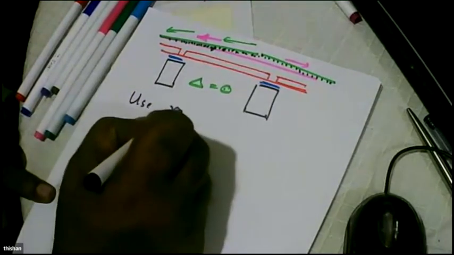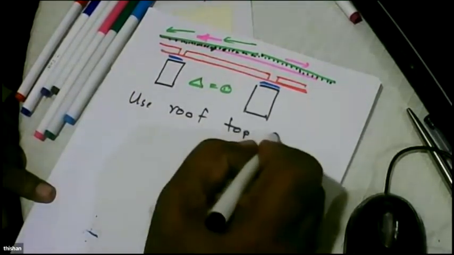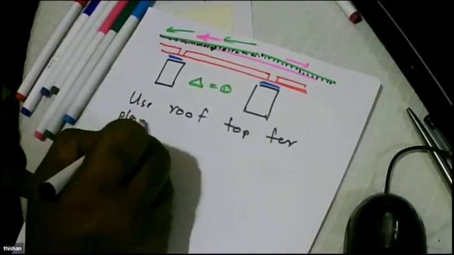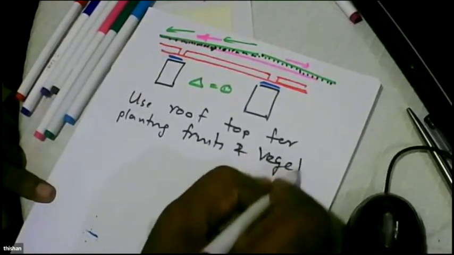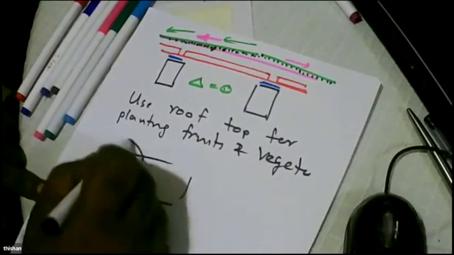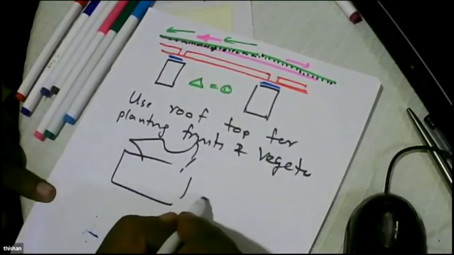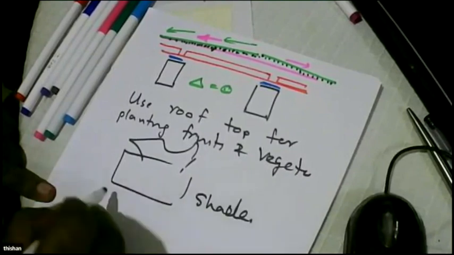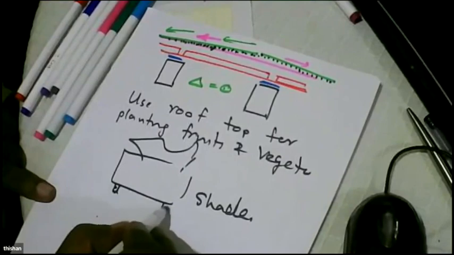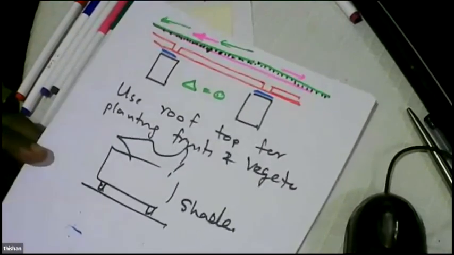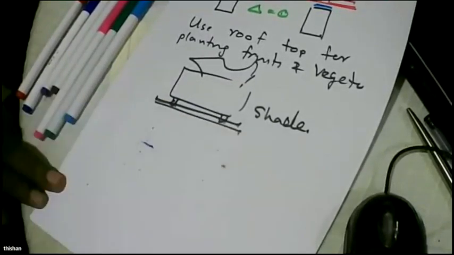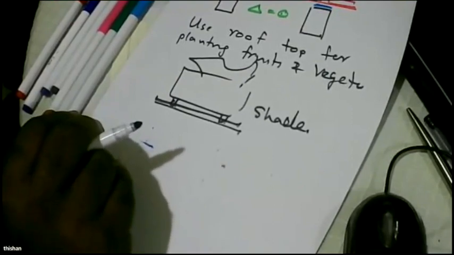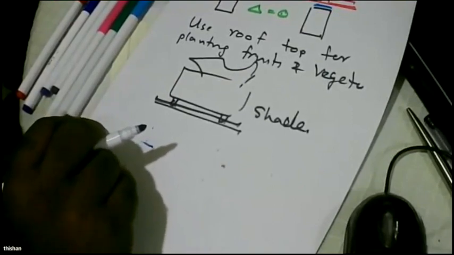And then use the rooftop for planting fruits and vegetables. You keep pots like this, plant, and there'll be shade. These can be specially made so they do not touch the slab. Or you can put a polythene here, do something. What happens when you do all these things? The rooftop is readily used.